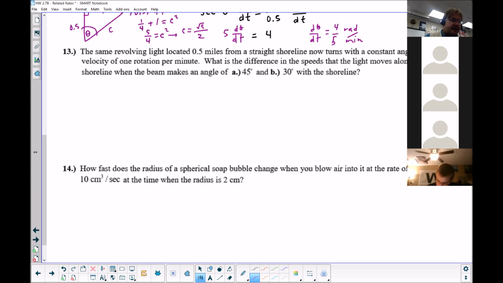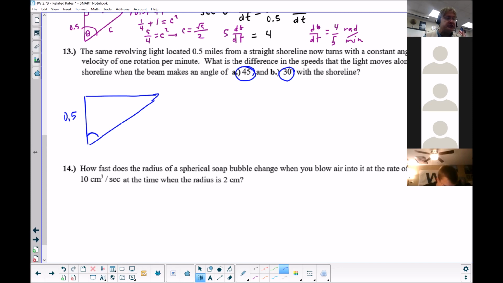All right, if you look at 13, it's a very similar scenario. The only difference is that the specific moment that we're going to take the derivative is not so much when, I'm going to redraw the picture here, this distance right here is 1. It's when this angle is something very specific. In one case it's 45, and in the other case it's 30. I believe you still have the 1/2 mile over here. So you're going to do the very same thing.